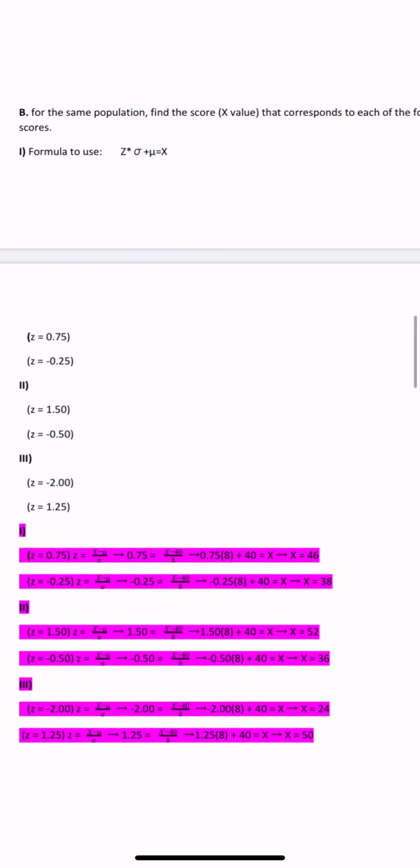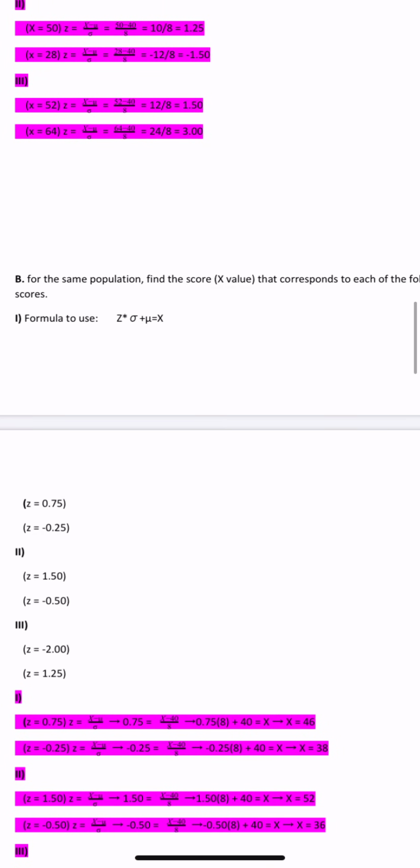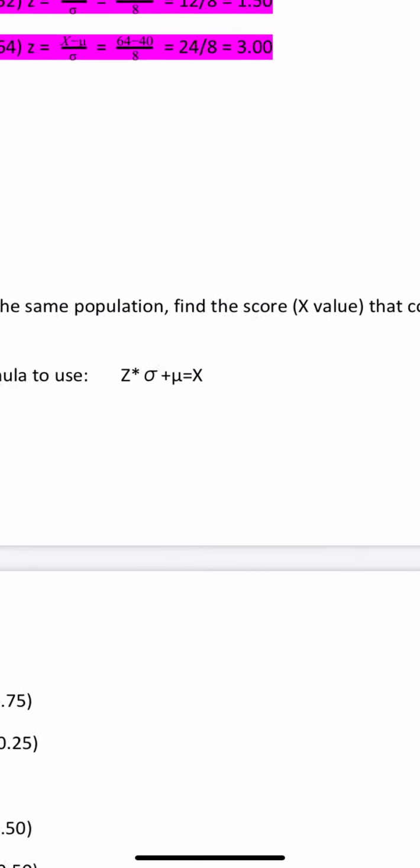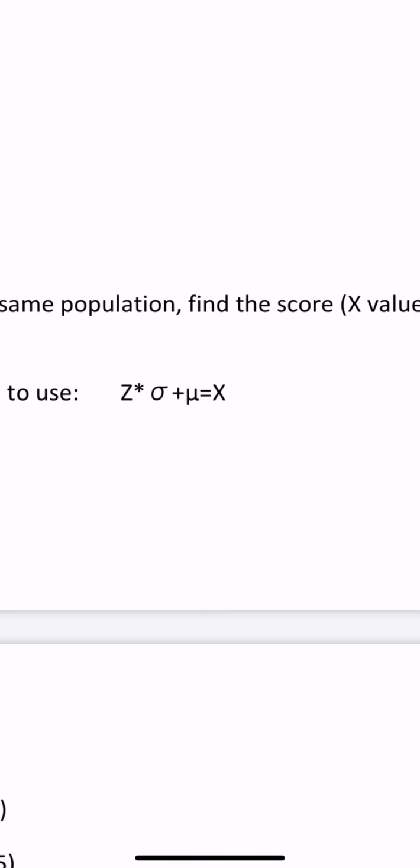All right, so just know when they're asking to find the x value, you can always use this formula, okay? As long as you have z, standard deviation, and mu, you can find x.